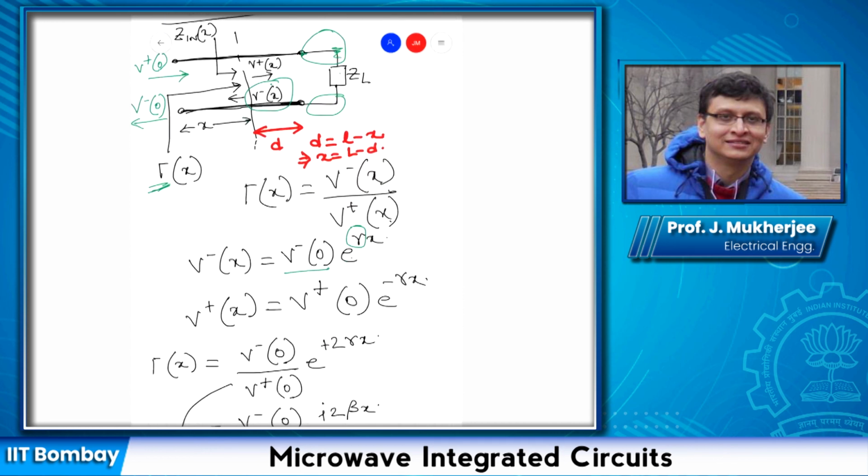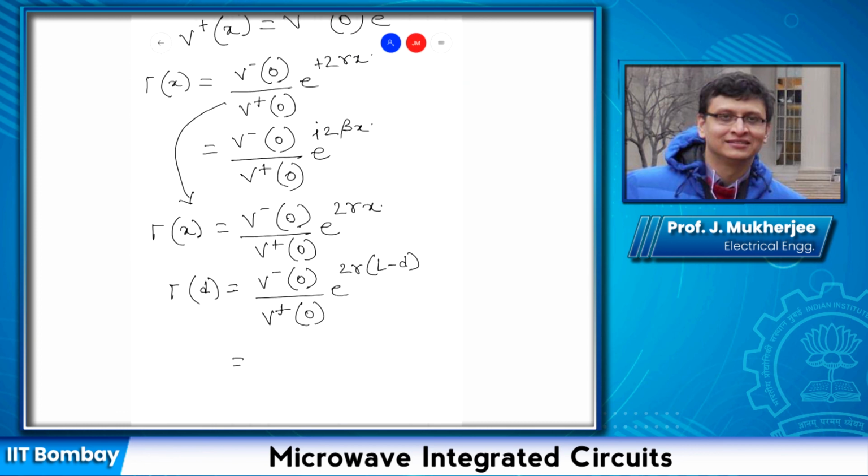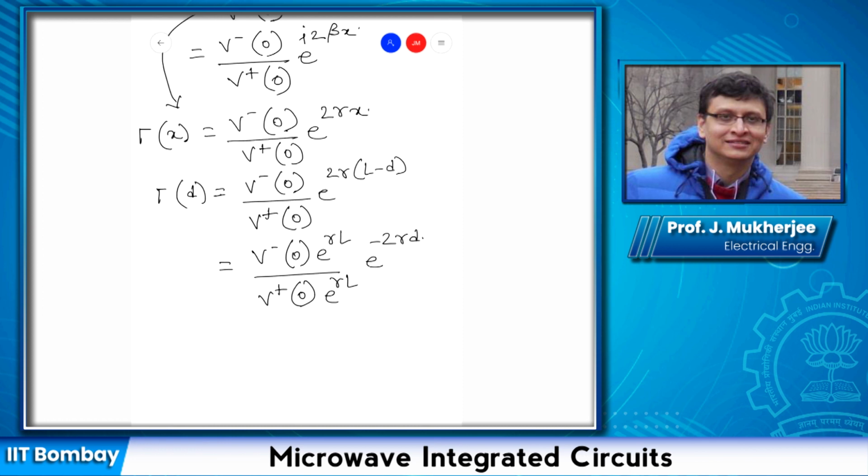So if we now substitute this value of x in this equation, then gamma of d will be equal to v minus of 0 upon v plus of 0 e raised to 2 gamma (L minus d), which in turn I can write as v minus of 0 e raised to gamma L upon v plus of 0 e raised to gamma L, times e raised to minus 2 gamma d. Okay, now what is this value?